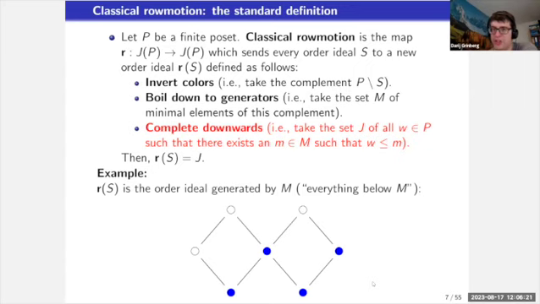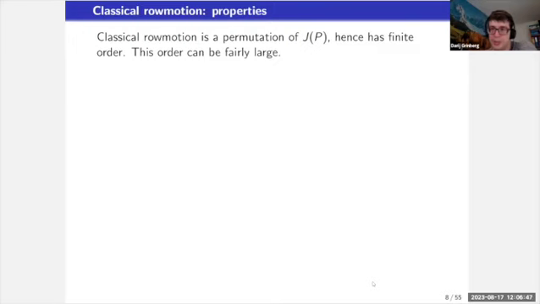So this three-step dance is probably the easiest way to define classical rowmotion. There are others. You take the complement, you boil it down to the minimal elements, and then you saturate downwards to make it an order ideal. So this map is a permutation of the set of order ideals. You can always revert it. So it has finite order because it's a finite set. But per se, finite order doesn't mean small order. And often this order is actually pretty large.